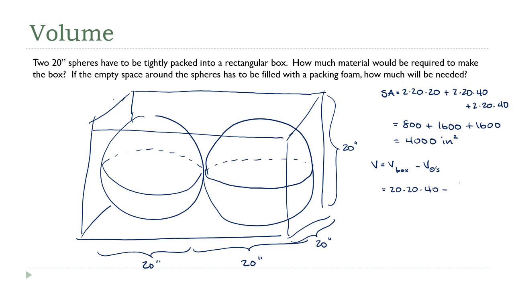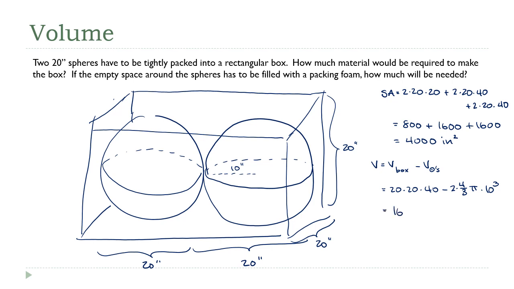Well, the volume of one of the spheres is 4/3 pi r cubed. Now the radius here, right, we're always being careful with diameter versus radius. The radius here is just going to be 10 inches. So that'll be 4/3 pi times 10 cubed. And I'm going to double that because we have two of them.